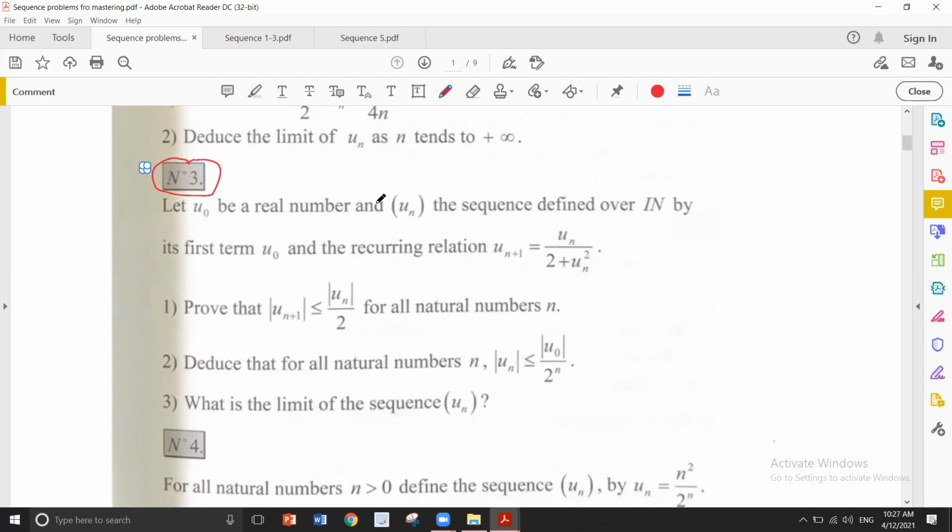Number 3. Last time we solved 4, now number 3. Let U0 be a real number and UN is the sequence defined over N by this relation, UN plus 1 equals UN over 2 plus U squared N. How to prove that absolute value of UN plus 1 is less than or equal to absolute value of UN over 2? How to prove this relation?